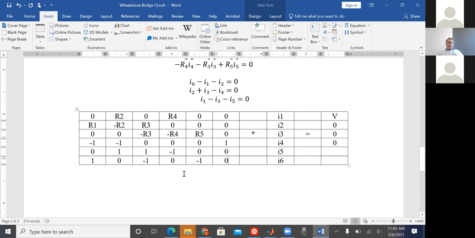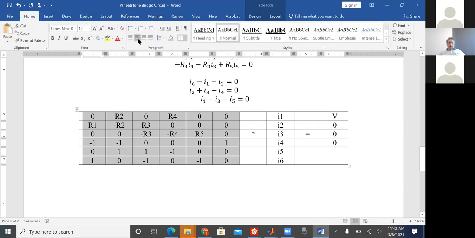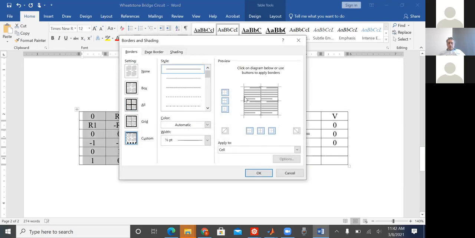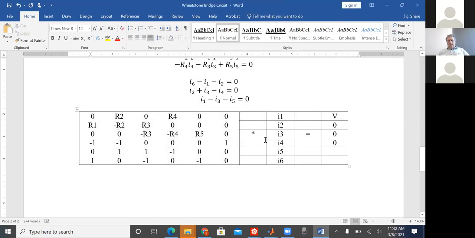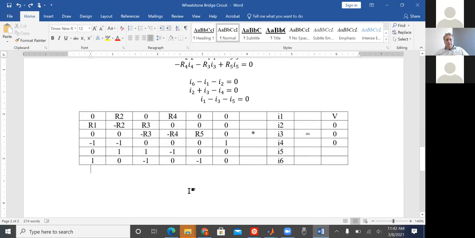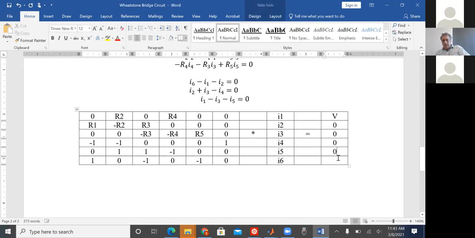Okay. And the one thing you can do about these things is, hold on real quick here. Borders and shadings. Box around the whole thing. Okay, but anyway, I'm going to go back to the other way. Does everybody see what I'm trying to do here using the tools? I'm trying to make a matrix. A times the current equals B, the right hand side.